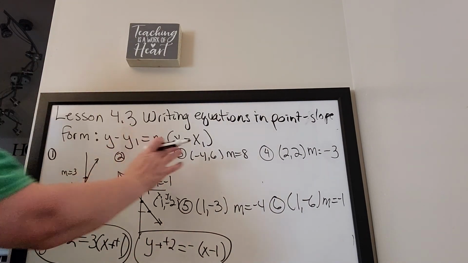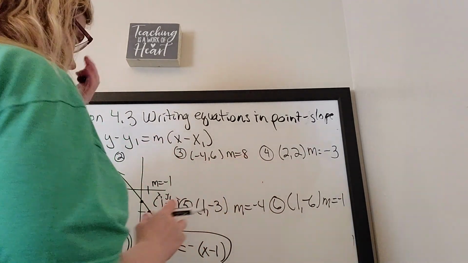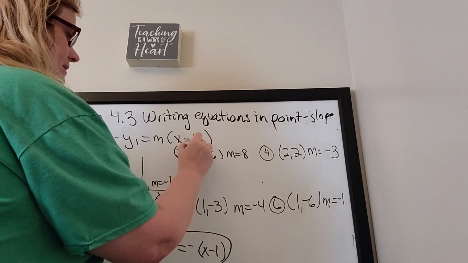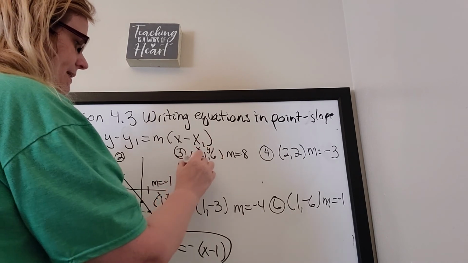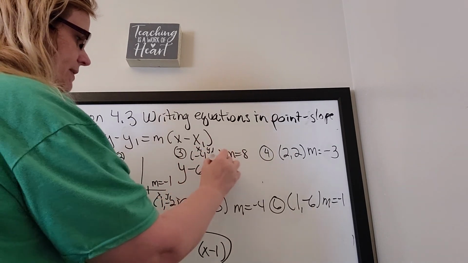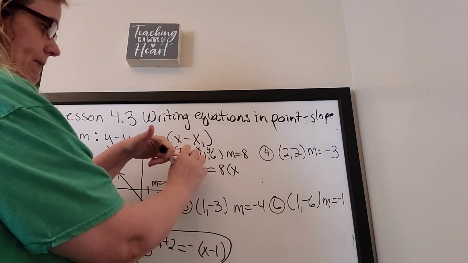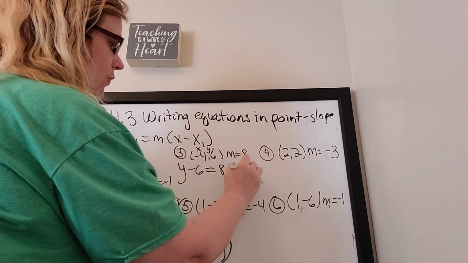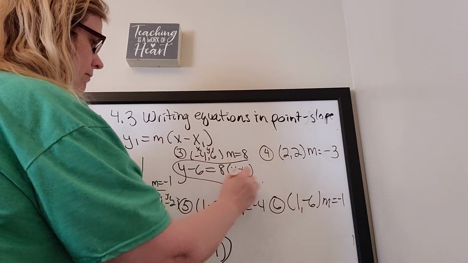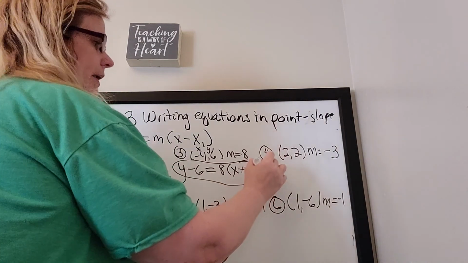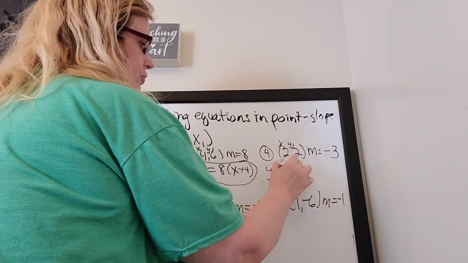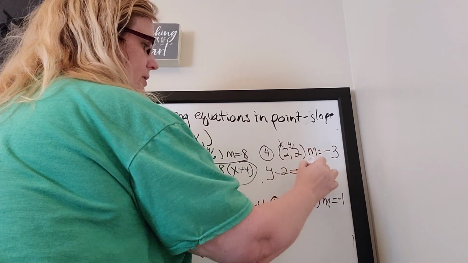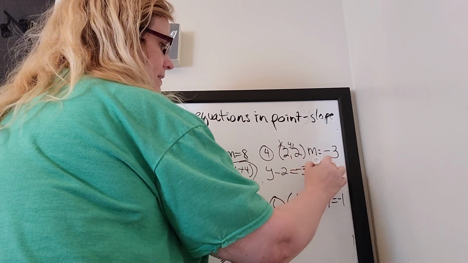Okay, so here we don't have the graph, we're just given the point and the slope. So this is x1, y1. So y minus 6 equals m is 8 times x, because it's minus -4, I'm going to put plus 4. This one is x1, y1, so y minus 2 equals -3 is our slope, times x minus 2.